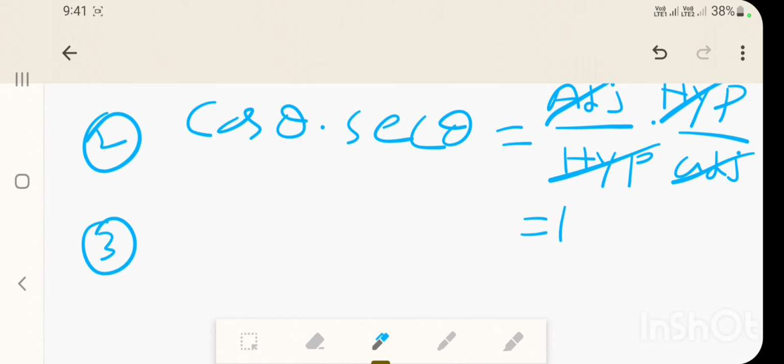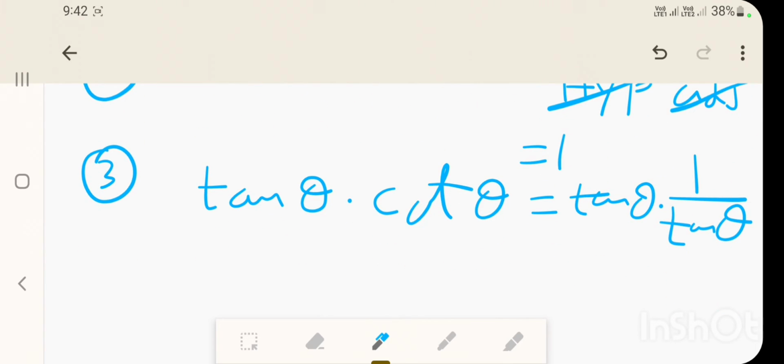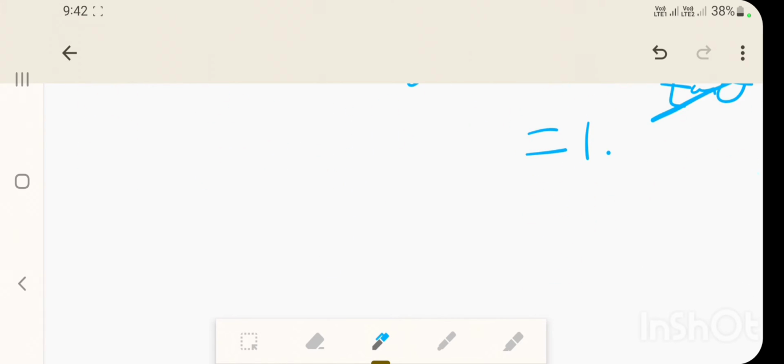Now another relation we can have is between tan theta and cot theta. We know that cot theta is nothing but the reciprocal of tan theta. Tan theta into cot theta is tan theta into 1 by tan theta. So these two will get cancelled and we get 1. So this gives the relation between cot and tan: when we multiply cot into tan, we get 1. These are the three relations which we can have between the trigonometric ratios.